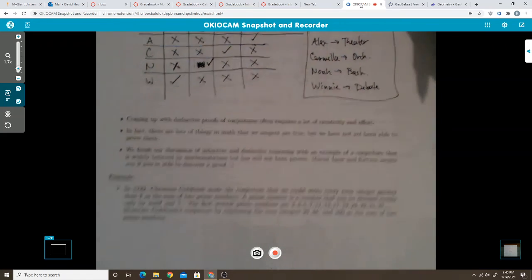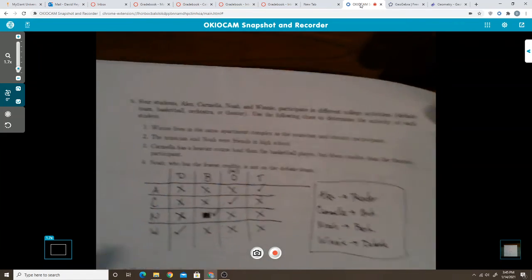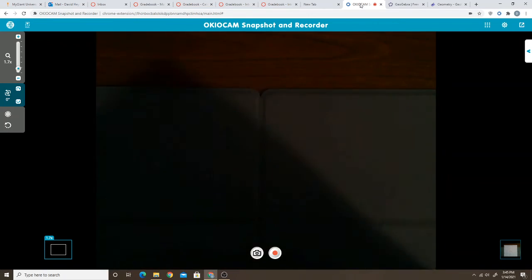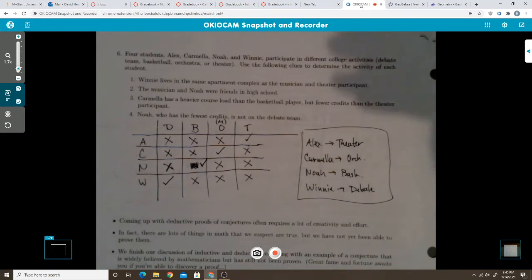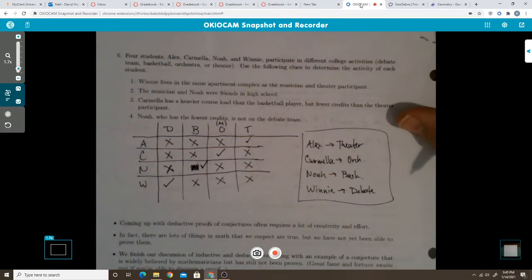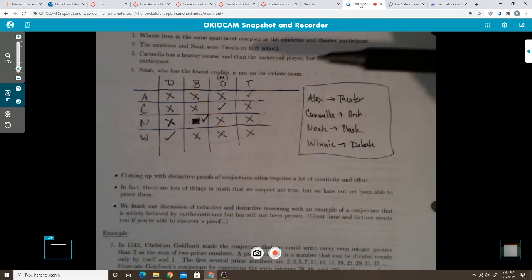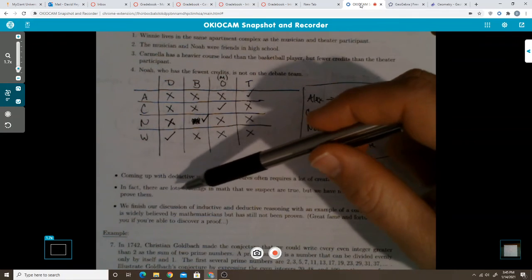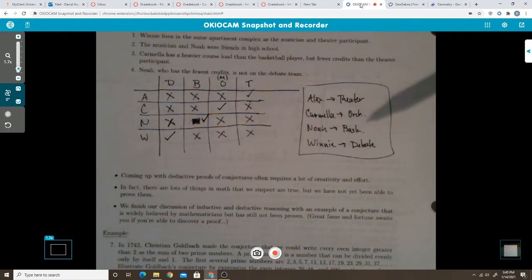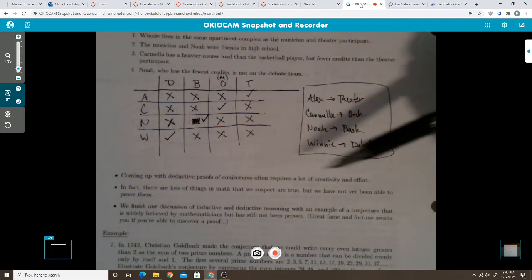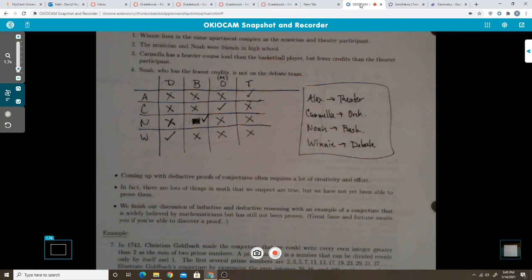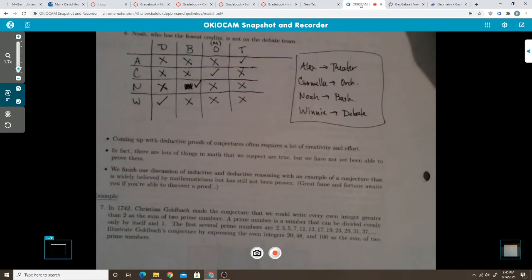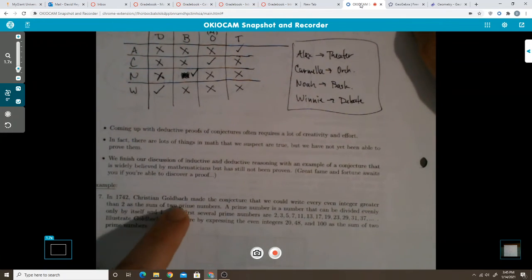Okay. So you have used deduction in the past, maybe not in the form of a formal proof like what we did here on page 1, but you've used deduction before, and it's a very useful mathematical tool. Now, coming up with deductive proofs of conjectures often requires a lot of creativity and effort, and in fact, there are lots of things in math that we suspect are true, so we have lots of conjectures that we haven't been able to prove yet. So to finish up our discussion of inductive and deductive reasoning, we're going to look at a very famous conjecture called the Goldbach Conjecture.